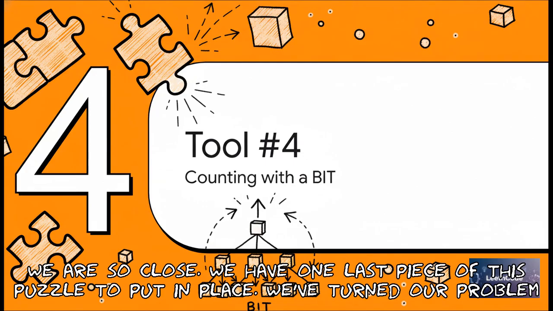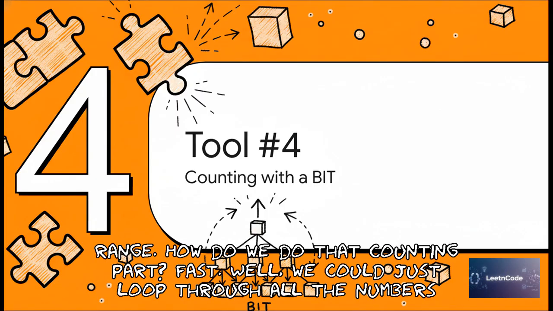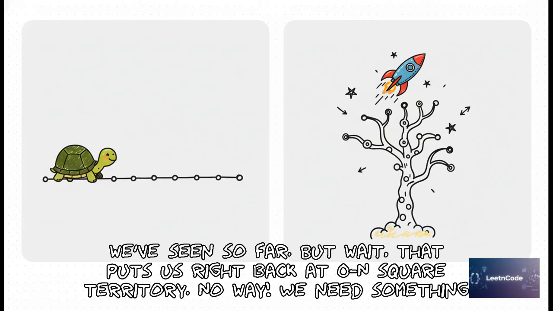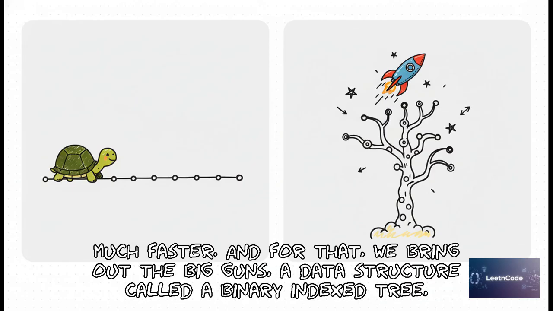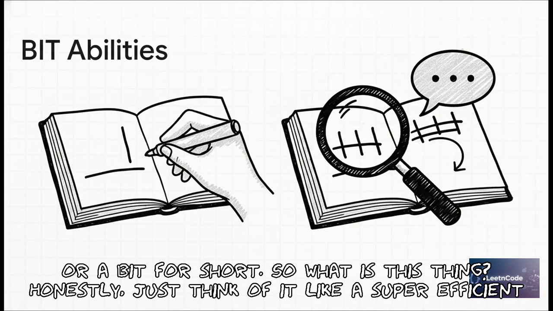We are so close. We have one last piece of this puzzle to put in place. We've turned our problem into this. For every number we see, how many numbers we've already seen fall into a specific range? How do we do that counting part fast? Well, we could just loop through all the numbers we've seen so far, but wait, that puts us right back at O(n squared) territory. No way. We need something much faster. And for that, we bring out the big guns, a data structure called a binary indexed tree, or a BIT for short.